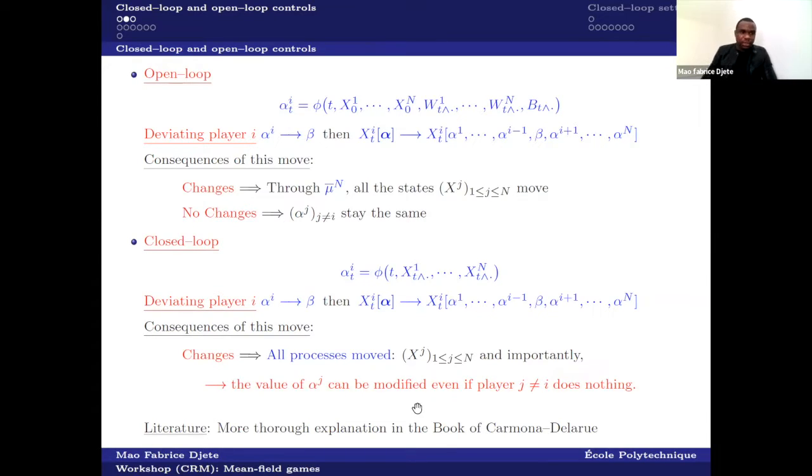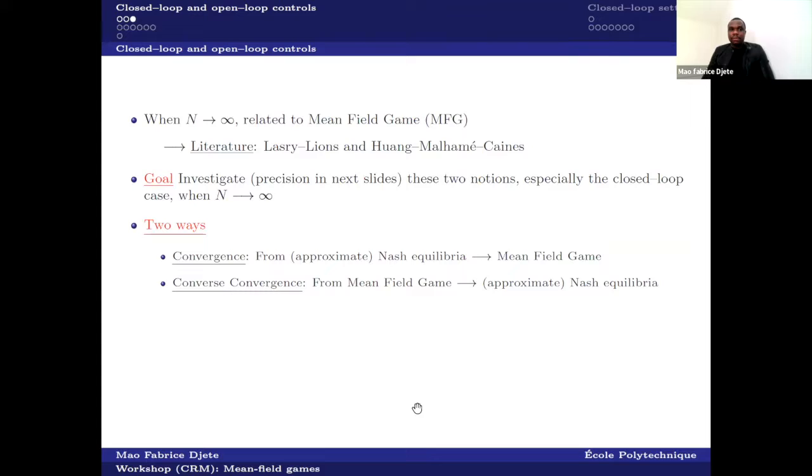So that is what I mean by open loop and closed loop. It's just a quick reminder. I think many of you know that, but it's good to have the same thing in mind. So that's the framework I'm going to consider here. Naturally, when we put ourselves in this kind of framework, this is related to mean field games. In this talk, as I mentioned when I started, I'm going to investigate this notion, especially the closed loop case when capital N goes to infinity.